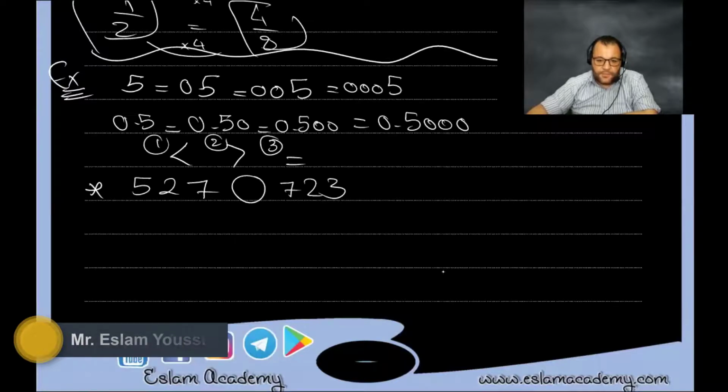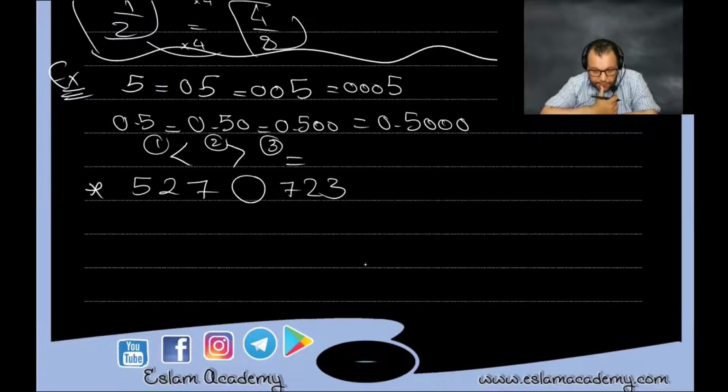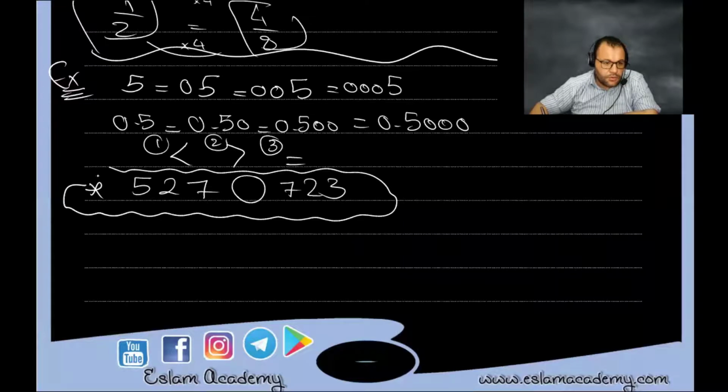Hamza. Hamza Tariq. Yes. What is the answer for this one? The denominator has to be the same. What is the denominator? This number. This question: 527 and 723. Where is the denominator?